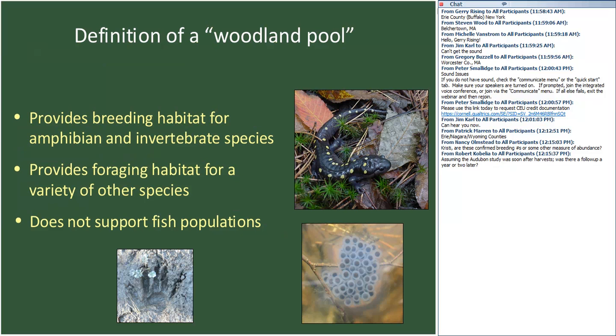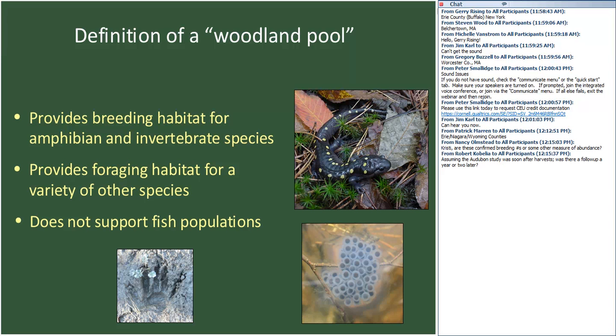So these areas provide breeding habitat for amphibians, some reptiles, invertebrates. A lot of bats like to come and feed over them as insects kind of hatch and come off the water. They provide foraging habitat for a lot of other species that come to these areas to feed. So a lot of mammals will come, raccoons and skunks and weasels, you name it. They will come looking for food in these areas.